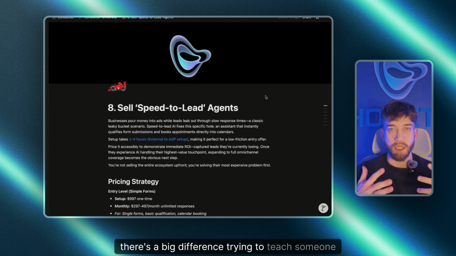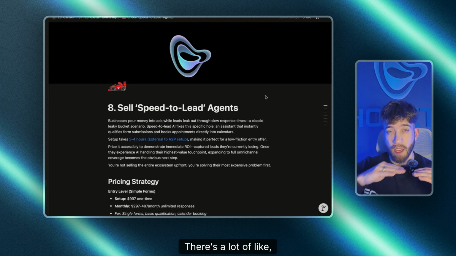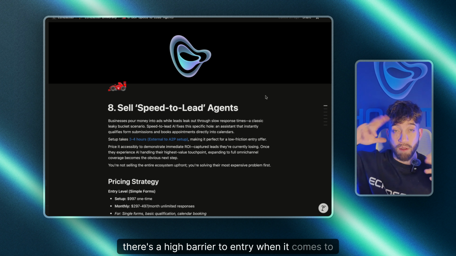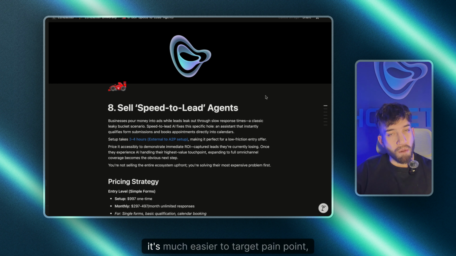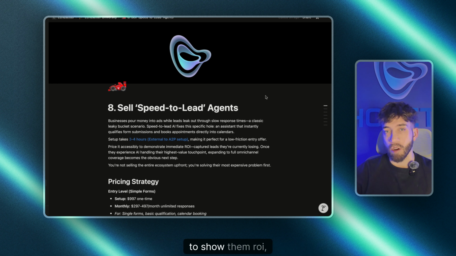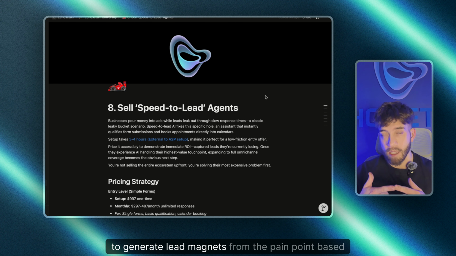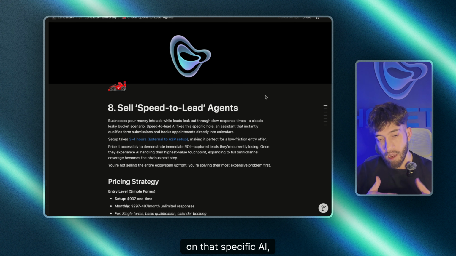There's a big difference trying to teach someone about an entire system. There's a high barrier to entry when it comes to education. When it comes to selling a specific AI assistant, it's much easier to target a pain point, to show them ROI, to generate lead magnets for the pain point based on that specific AI, and so on and so forth.